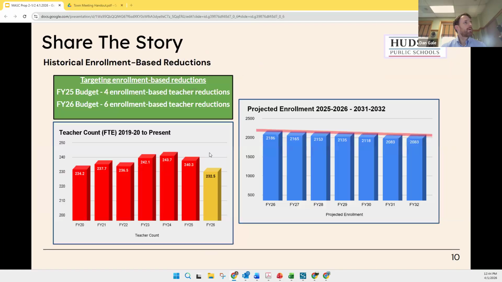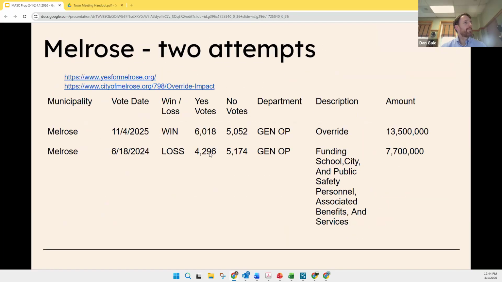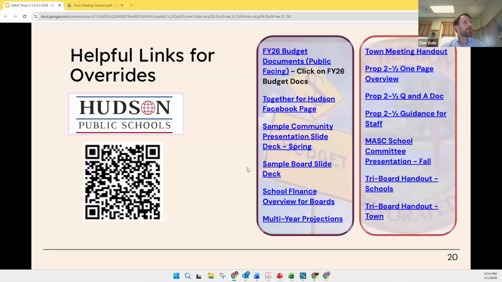Actually, I'll go back to the QR code. You can hit this QR code, which goes to my Google Drive for overrides. It has a bunch of links, presentations and documents. That should be helpful. But I definitely recommend Googling all the districts, especially the ones that passed their overrides recently, checking out how they went about it.